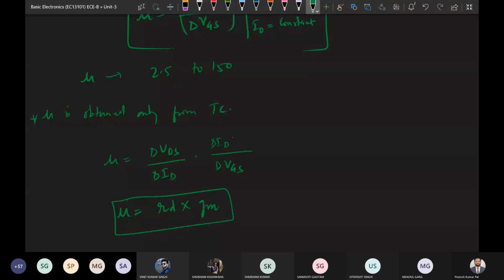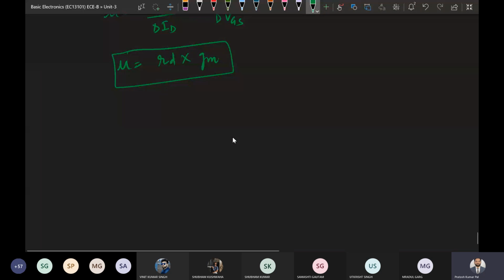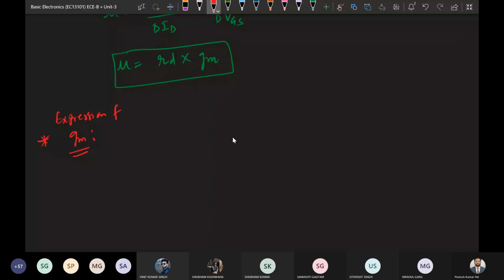So GM, transconductance, is one of the main parameters in the case of FETs. We will find out the expression for GM, that is transconductance. We know ID equals IDSS times (1 minus VGS by VP) to the power 2. This is the current equation in the case of JFET. We need to find out GM.